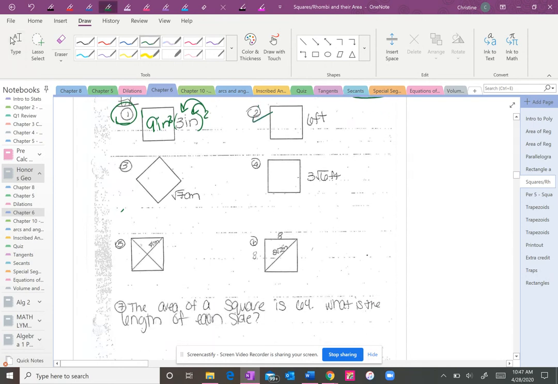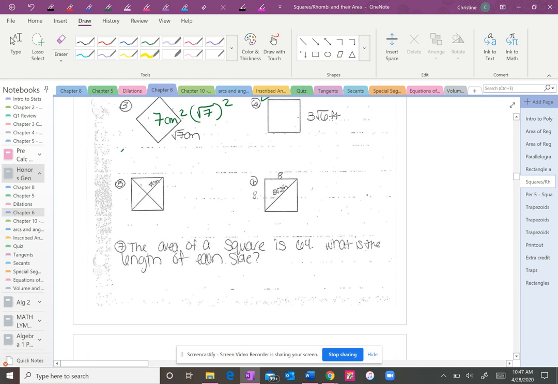You guys are going to do 2. Number 3. Remember when you're squaring a radical, you're really doing root 7 times root 7, which technically is root 49, but the square root of 49 is 7, and then centimeters squared. You guys can do 4. Number 5.